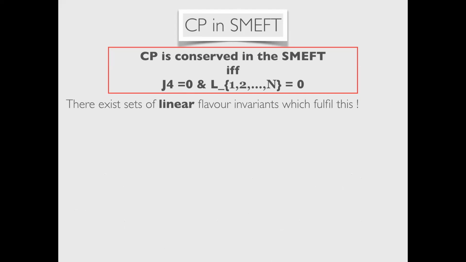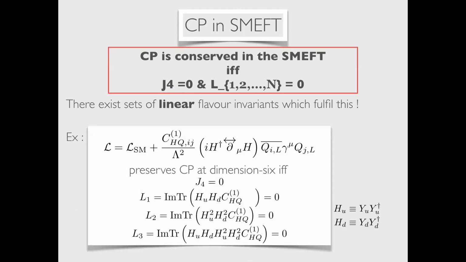Right. And now that I have defined this, I can go on and look for it. What we found is that there exist sets of linear flavor invariants which fulfill this condition here boxed in red. So for instance, if you take this operator that I just mentioned, you can show that this theory preserves CP at dimension 6 if and only if these 4 conditions are satisfied. That means that all the complex coefficients that you can find in this operator, which is Hermitian, are 0 in some basis.